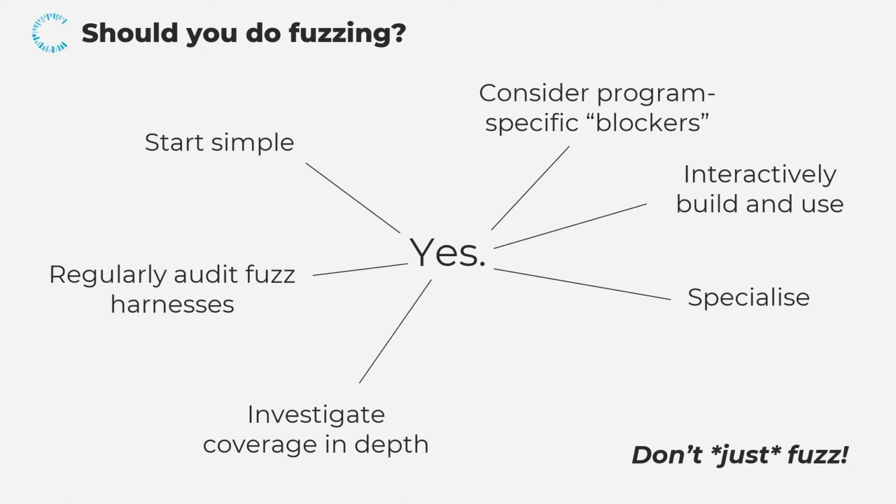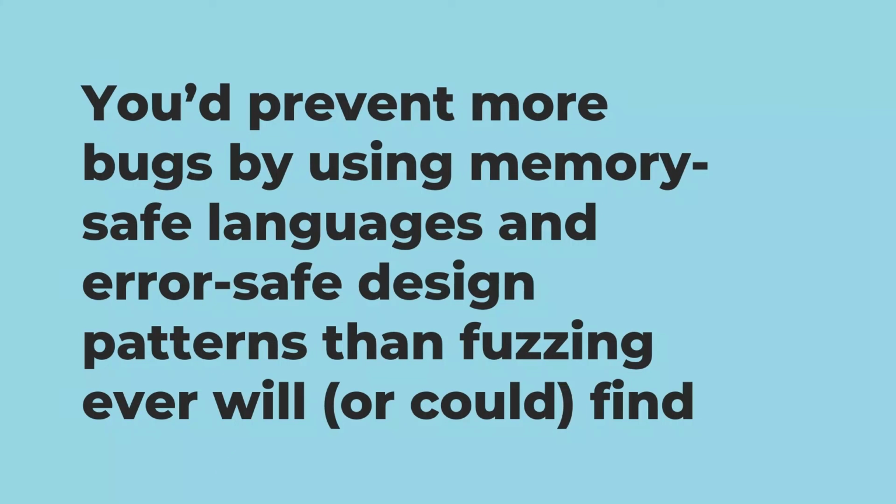In other words, don't just fuzz. And I want to cap this off by making one point which kind of circles back around to the very first presentation today, which is you'd prevent more bugs by using memory-safe languages and error-safe design patterns than fuzzing ever could find. If you're going to build a system, don't build a massive fuzzing pipeline, just rewrite it in Rust.